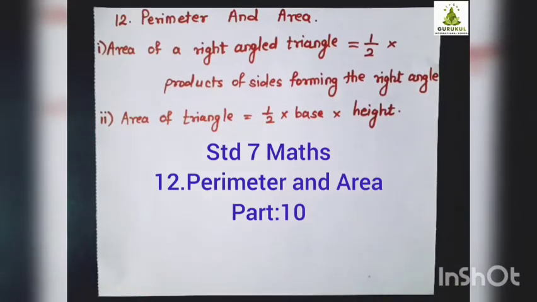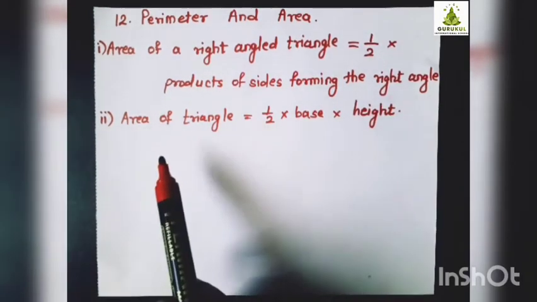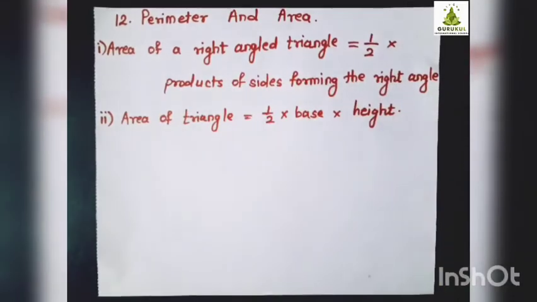Lesson number 12, perimeter and area. Having learned to find out the area of square and rectangle, now we are going to learn the next concept, that is area of a triangle. Before going further, let us revise the formulas to find out the areas of triangle and right angle triangle.